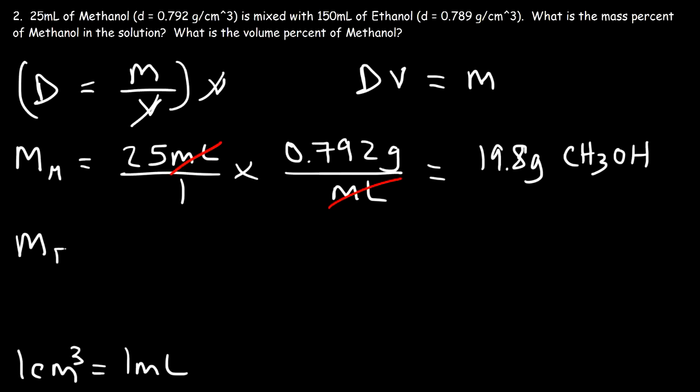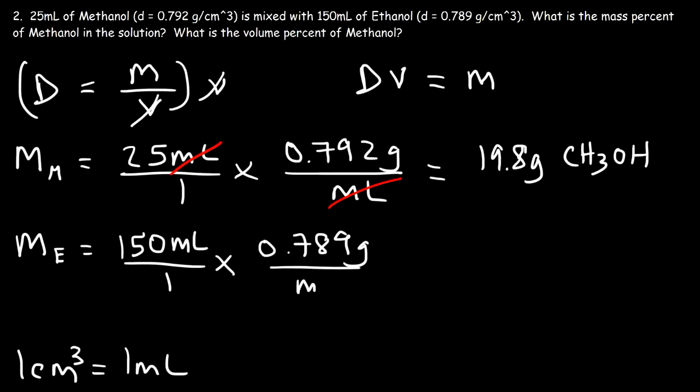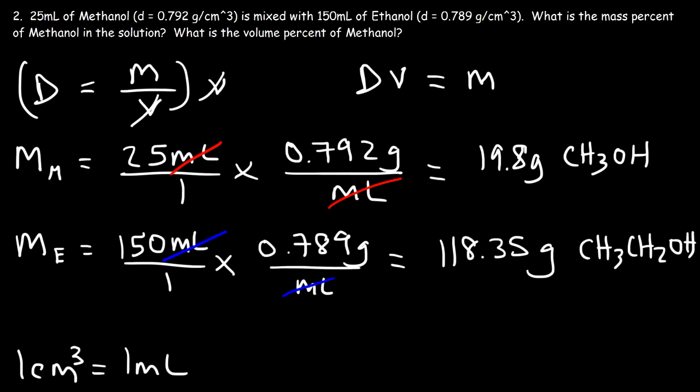Now let's calculate the mass of ethanol. So the volume is 150 milliliters, and the density is 0.789 grams per milliliter. And so we can cancel milliliters again. So if we multiply those two numbers, that is going to be 118.35 grams of ethanol. I'm going to write it as CH3CH2OH.